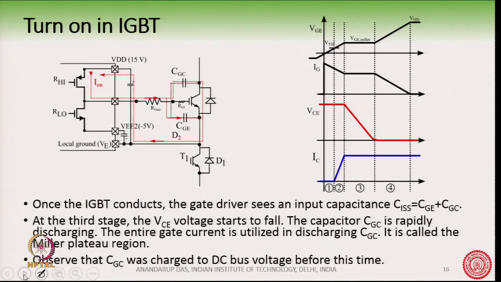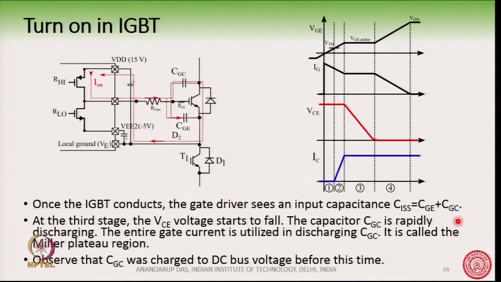Now, what happens in this stage, once the IGBT has started to conduct? The gate driver is seeing an input capacitance which is the parallel combination of two of these capacitors. You see this switch has started to conduct. So, this path will have two parallel capacitors here, okay. So, these two capacitors are in parallel, and the gate driver is seeing an input capacitance which is the parallel combination of two capacitors.